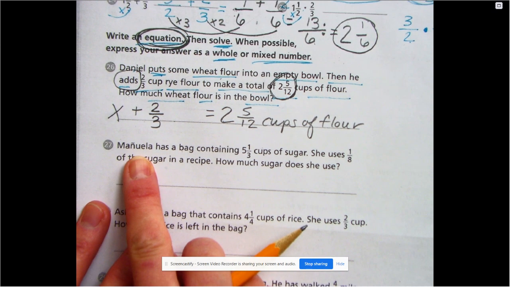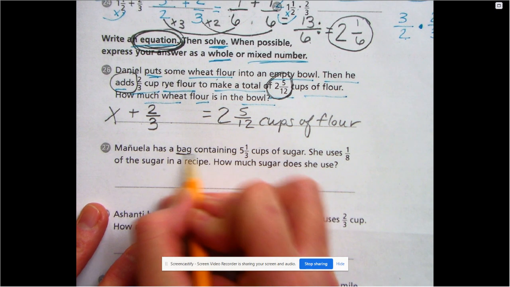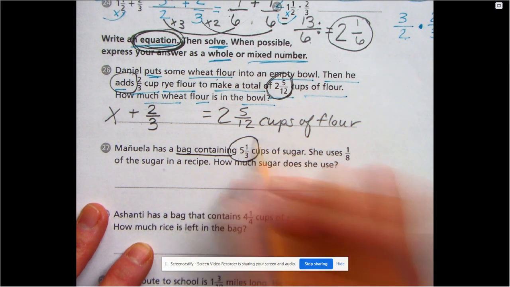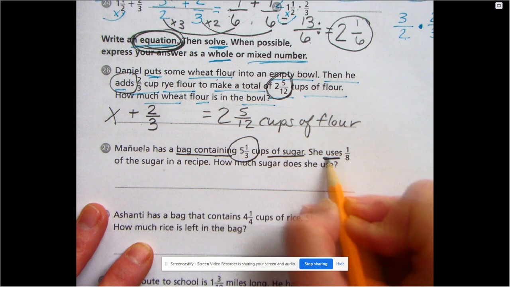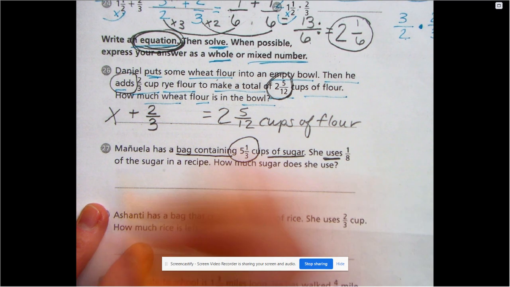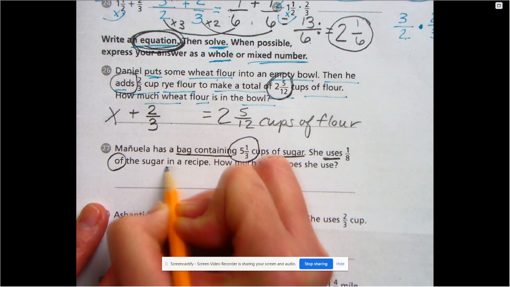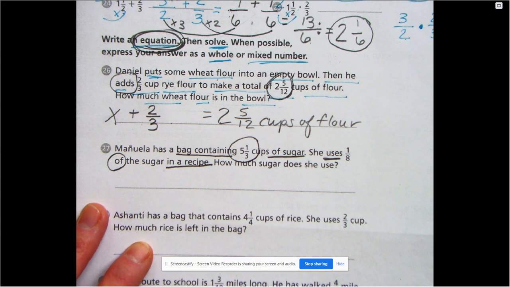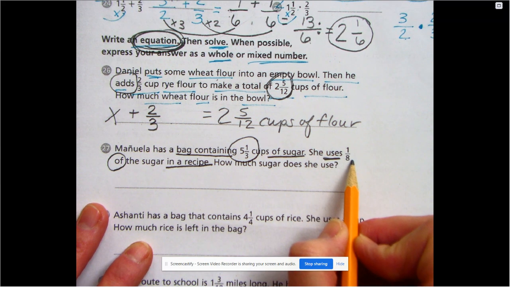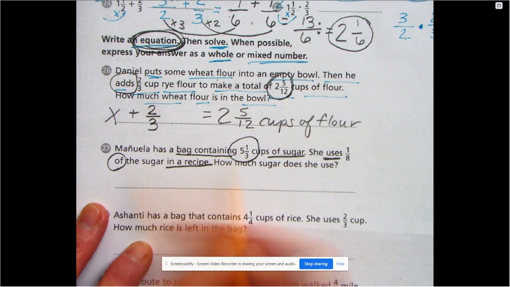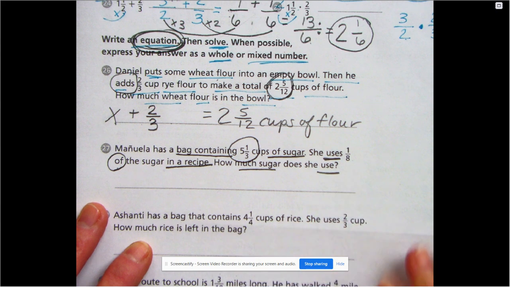Manuela has a bag containing 5 1/3 cups of sugar. She uses 1/8 of the sugar in the recipe. So it doesn't say she uses 1/8 cup of sugar. She uses 1/8 of this sugar in the recipe. How much sugar does she use?